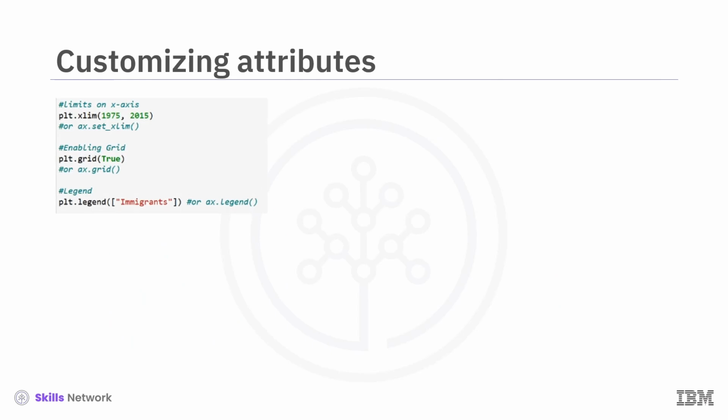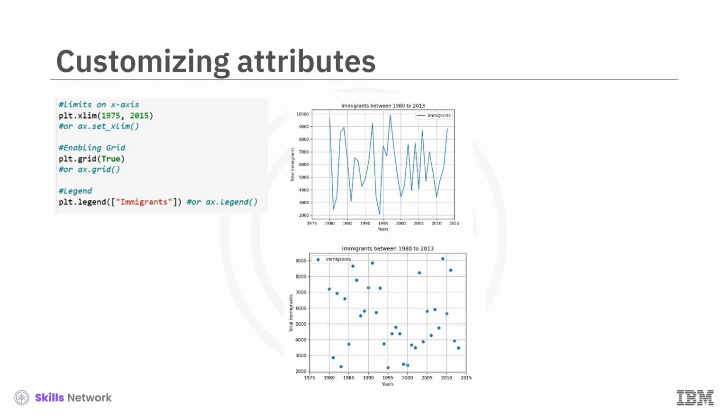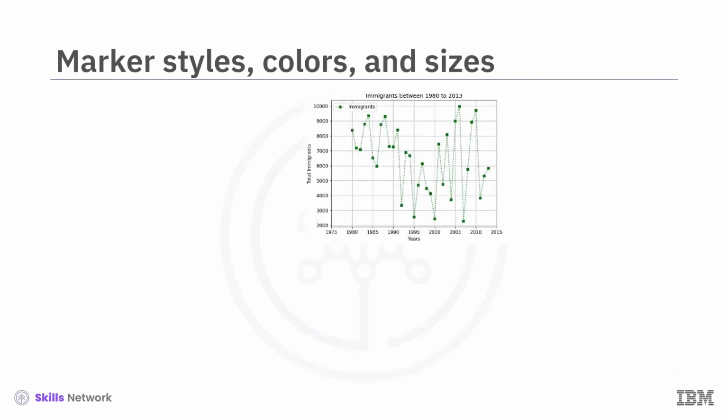Now, using xlim and ylim functions, you can set the limits on the x and y axis. To improve the readability, you can enable grid lines with the grid function and pass it True, like ax.grid(True). The legend function will include the legend in your plot. Notice that the x-axis now starts with 1975 and ends with 2015, and now it shows the grid at the background of the plot. There are various options available to customize the plot.